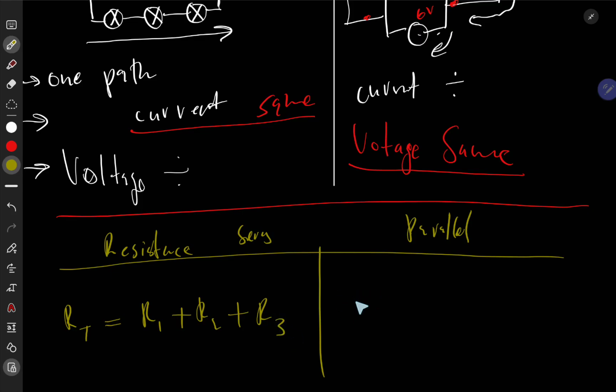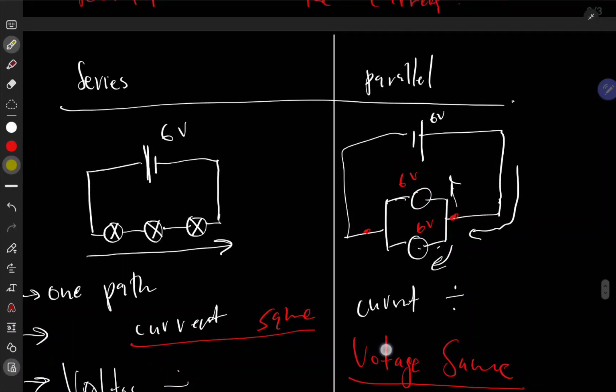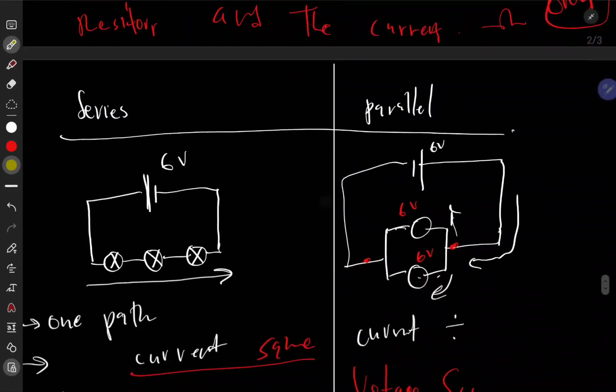On the parallel side you can't really add like that. You have a formula which says the inverse of the total resistance is the inverse of the first resistor plus the inverse of the second resistor plus the inverse of the third resistor, depending on how many resistors you have. If you understand these formulas and can see the difference between parallel and series, looking at my notes here on top, I think you're really ready to go. See you on the next lecture.